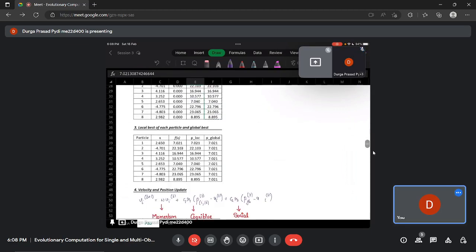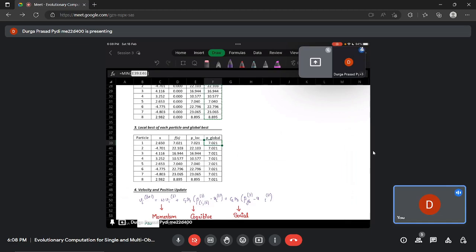After identifying the p local, the next step is to get the global best as well. This is your global best. Out of all this population, our objective is minimizing, so our minimum value is 7.021. So you get this particular value. This is your global best. Global best will be the same for the entire swarm. The next step is you need to update the position. Initially you have given positions to each of the bees, and each one of them has 0 velocity. Now they have to start moving.